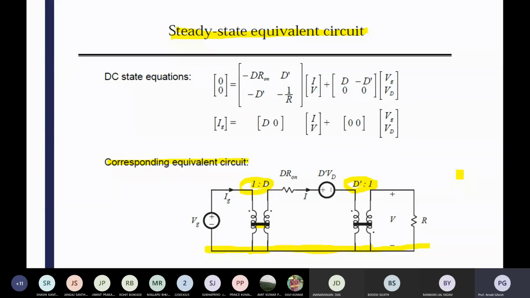Here you can see the DC state equations. In the DC state equations, you can replace the values that you have obtained previously. So you can replace them, so it is 0 0.